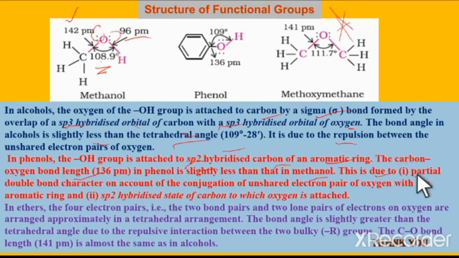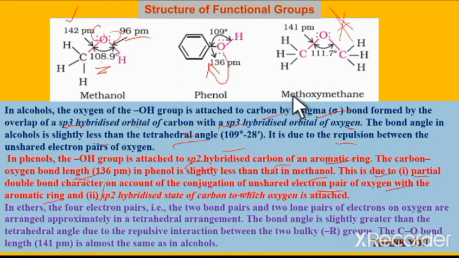One is the partial double bond character, on account of the conjugation of the unshared electron pairs of oxygen with the aromatic ring. Since oxygen has unshared pairs of electrons, it is in conjugation with the ring. Due to that, the bond length is less compared with alcohols. The other is the sp2 hybridized state of the carbon atom. Due to these two reasons, the bond length in phenol becomes less.